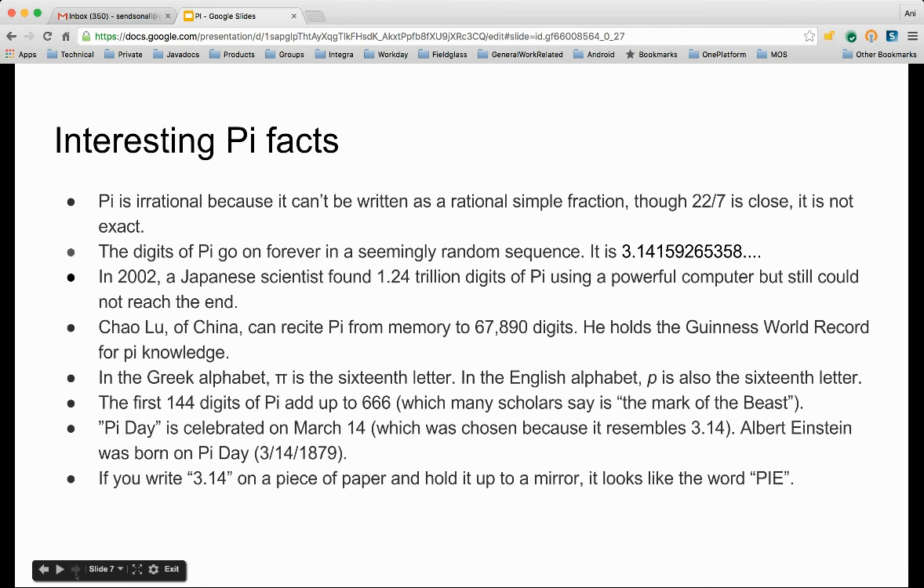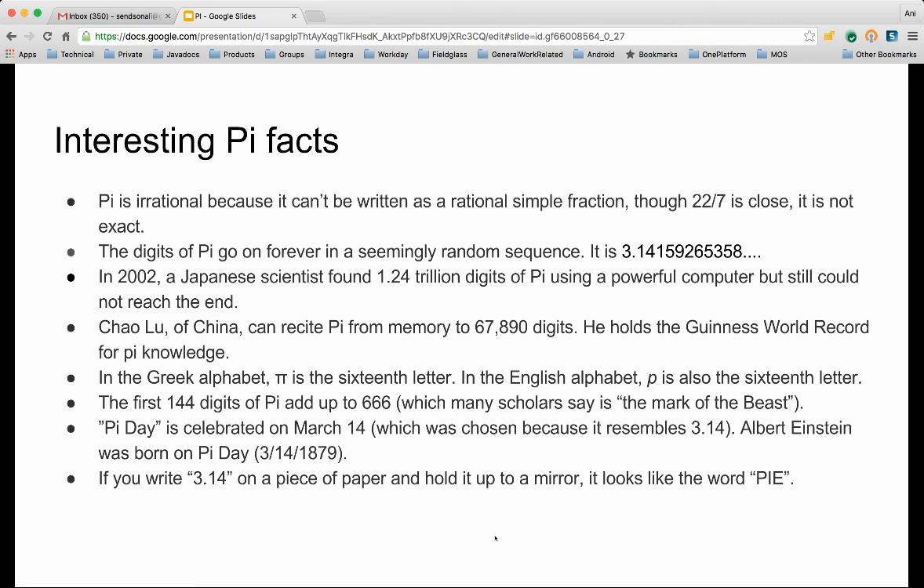Chao Lu of China can recite pi from memory to the 67,890 digits. He holds the Guinness World Record for pi knowledge. In the Greek alphabet, pi is the 16th letter. In the English alphabet, pi is also the 16th letter. Mathematicians began using the word pi for this ratio in the early 1700s. The name pi was given to this number because p is short for perimeter.